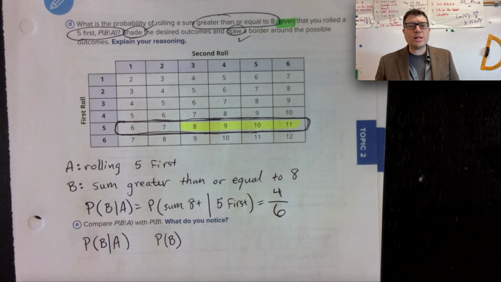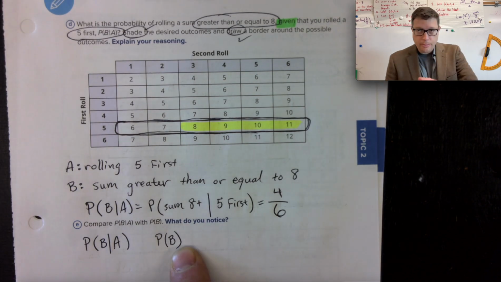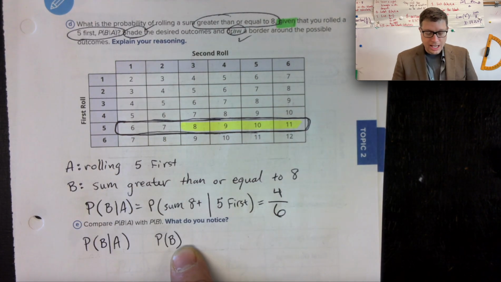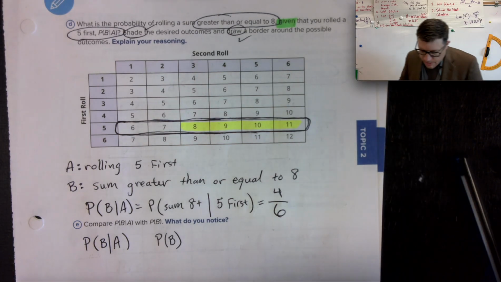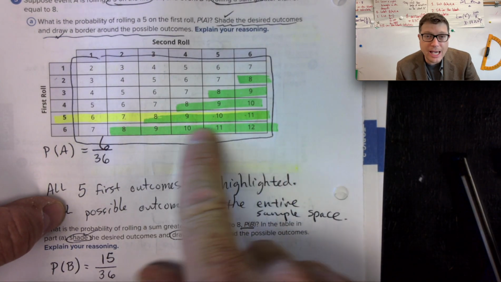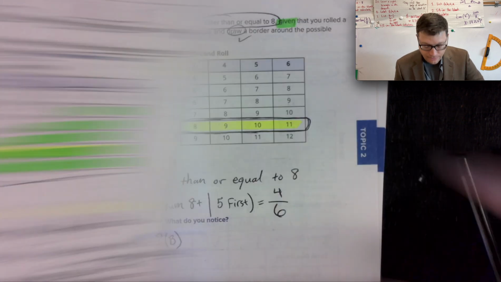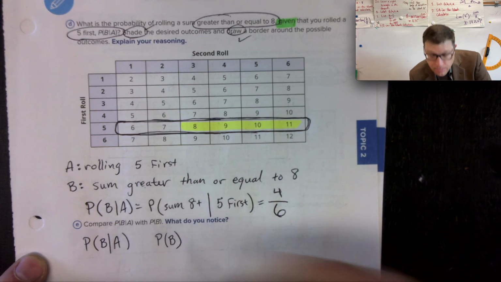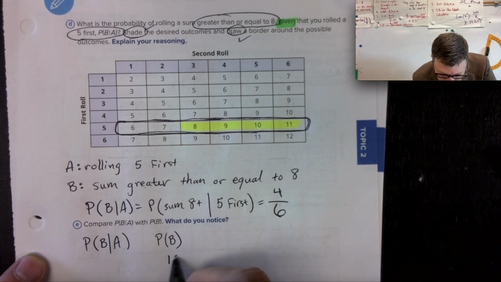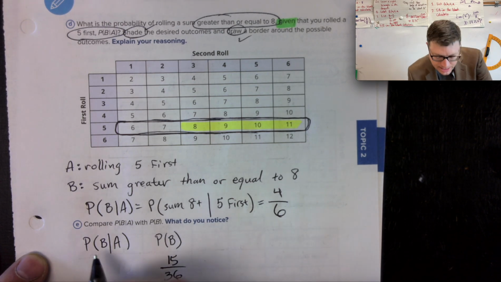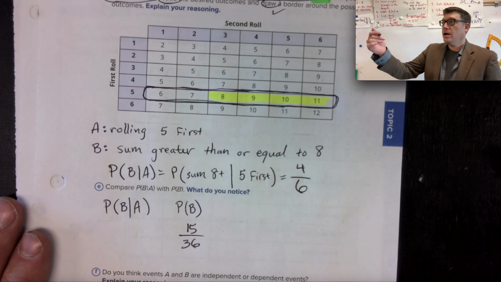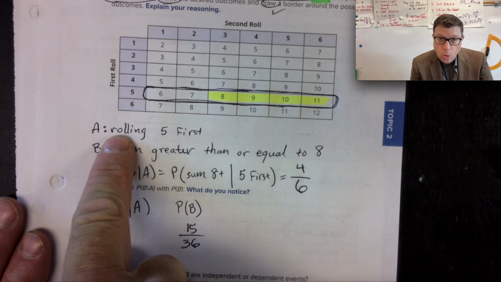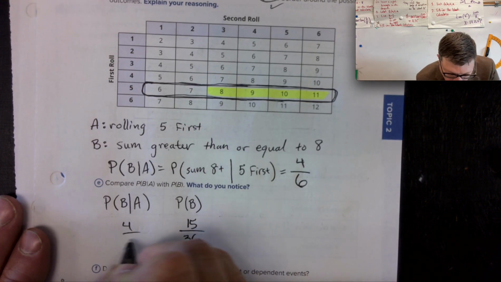Let's compare that directly to the probability of B. A reminder, B is a sum greater than or equal to 8. So in our previous page, when we talked about rolling a sum greater than or equal to 8, it was all of these. There were 15 of them. So the probability of rolling a sum of both dice greater than or equal to 8 was 15 out of 36. But what we just saw right now is that a sum of 8 or more, given we rolled a 5 first, is 4 out of 6.